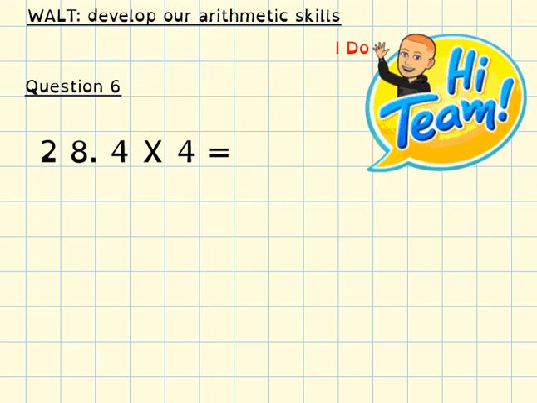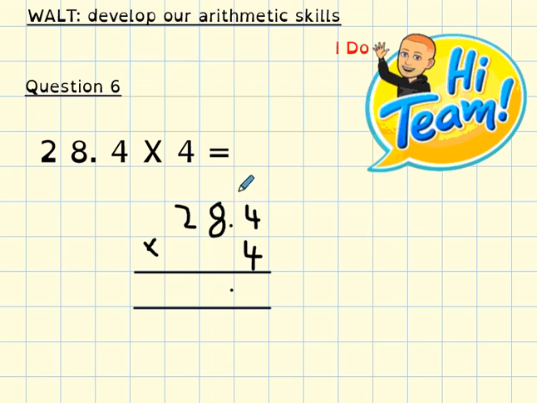Question number 6, multiplying a decimal by a whole number. You do this using the bus stop method. No, we don't. Use it using the column method. Don't forget your decimal point. Write your calculation out. Put your operation in at the side. Draw your lines. First thing to do before you do anything in terms of mathematical calculations is put your decimal point in. Decimal point always in a line underneath each other.